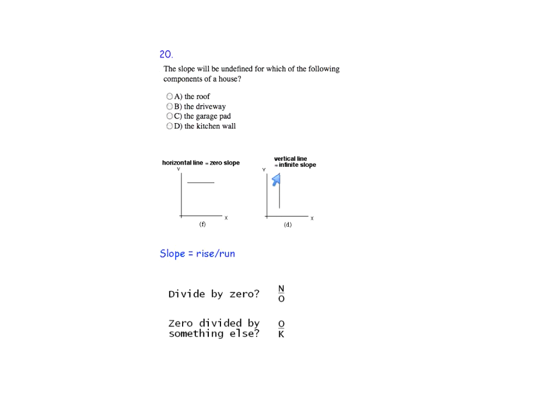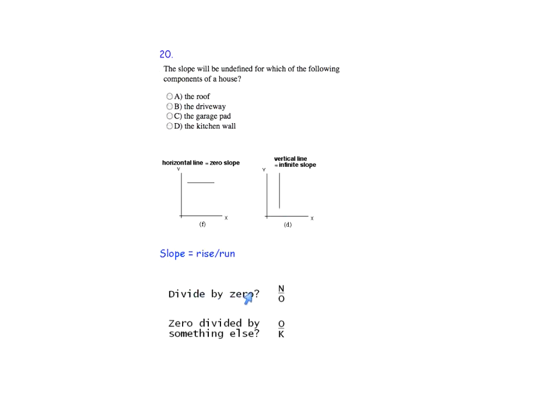Okay, because remember, it's a rise, which is infinitely large, divided by a run. And there's no run at all. The run is zero. We're dividing by zero, which is undefined. Okay, that's why the slope is undefined. So think about which of these possibilities gives us an undefined slope. Which one of these situations looks like this undefined slope here? A roof, a driveway, garage pad, or a kitchen wall?